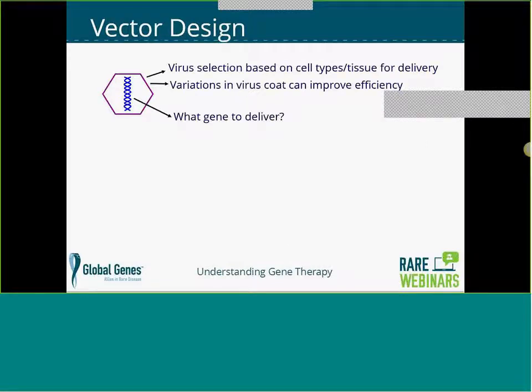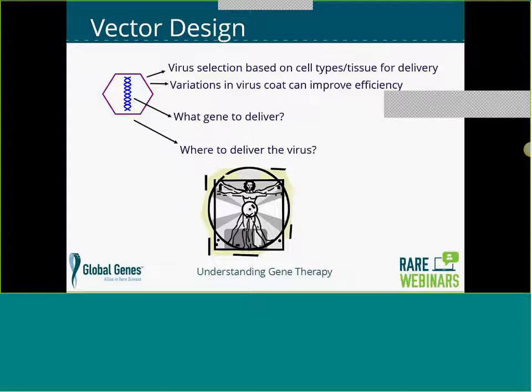Next slide, please. So, as we mentioned, you choose your virus selection based on what cell types you want to deliver the gene to. You have to choose what gene to deliver. And then you also have to decide where in the body to deliver the virus. So, for example, if you want to deliver a gene to the brain, you might inject it in a different place than you would if you want to deliver to the muscle.